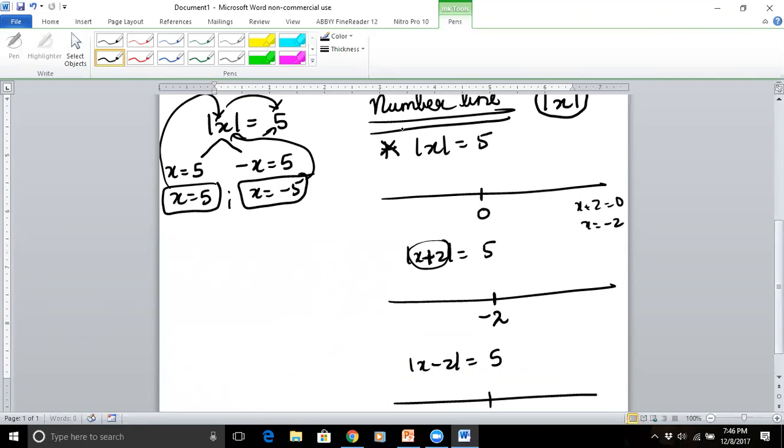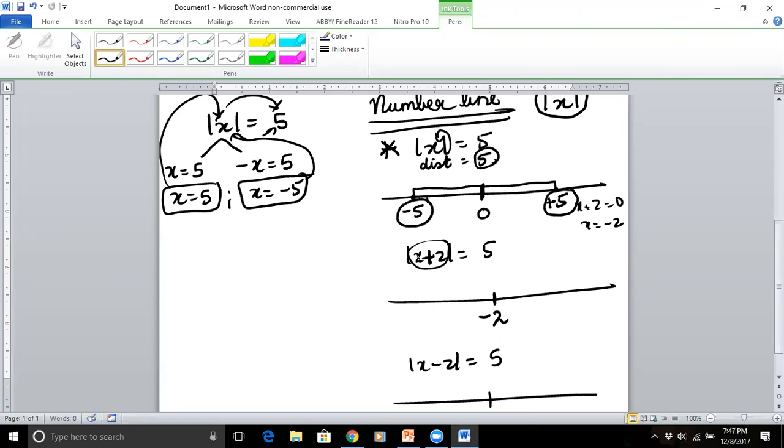So if I take the first equation, mod of x is equal to 5, the origin here is at 0. Now this is how you read a mod in terms of a number line, in terms of distance. The distance from the origin is given to me as 5 units. Now the origin here is at 0, and I need to travel a distance of 5 units. So I can do this in two ways. I can travel a distance of 5 units to the right, and the endpoint here is going to be plus 5. And I can also travel a distance of 5 units to the left, and the endpoint here is going to be minus 5. So the endpoints here are the solutions to that modulus.